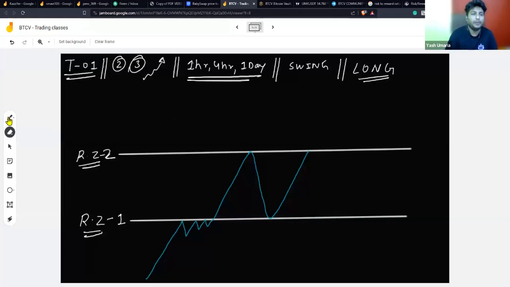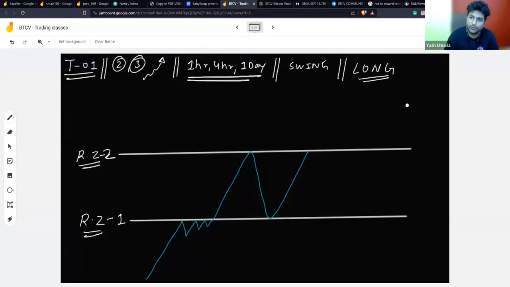Okay. Now let me give you a formula for how to create a trading setup. It's a very simple thing, and I'm sure if you trade for, let's say, 1 year or 2 years, you will automatically start creating your own trading setups, and you will take those trades. Okay? So let me give you a small formula for it.